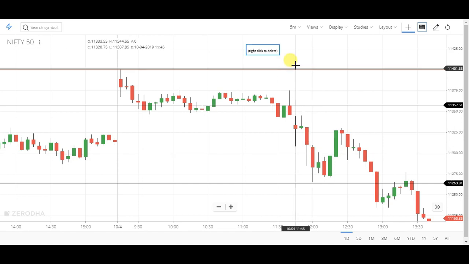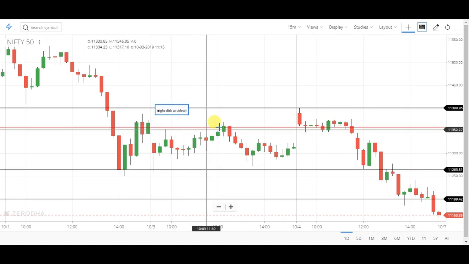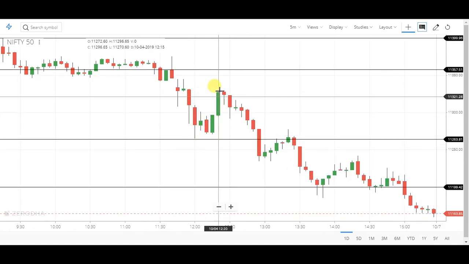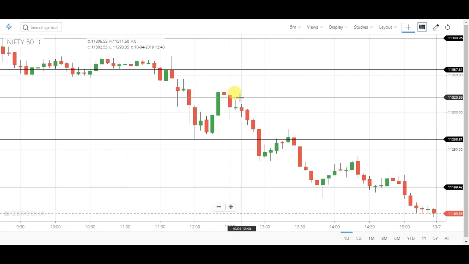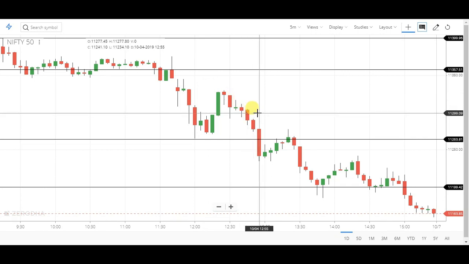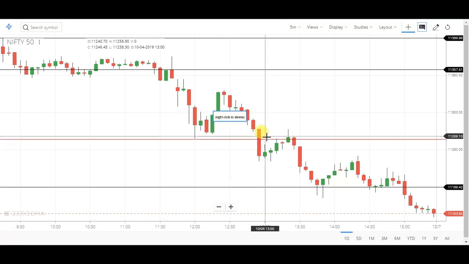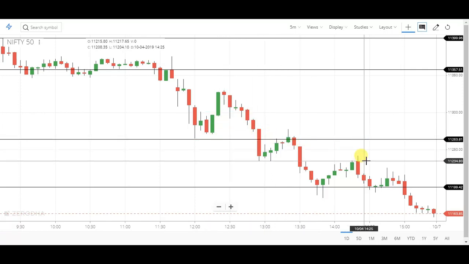11,264. Now, if we see the 15-minute candlestick chart and go 2 days back, we can see that this was a strong support for Nifty, and that's why Nifty tried to go upside. But finally the downfall started, and the candle of 12:55 closed below this support line, and again the downfall started and the intensity of selling was too high.